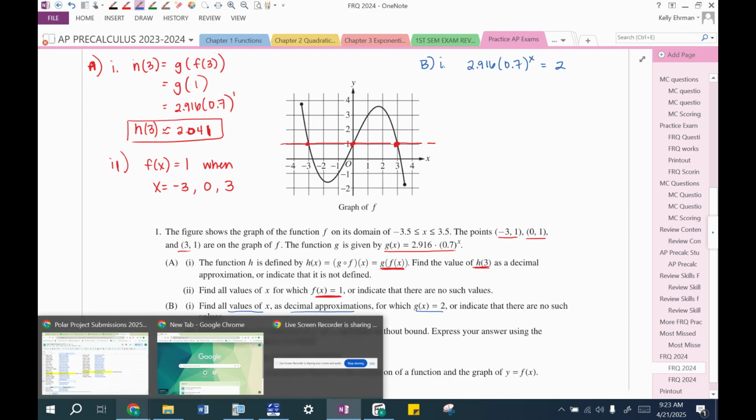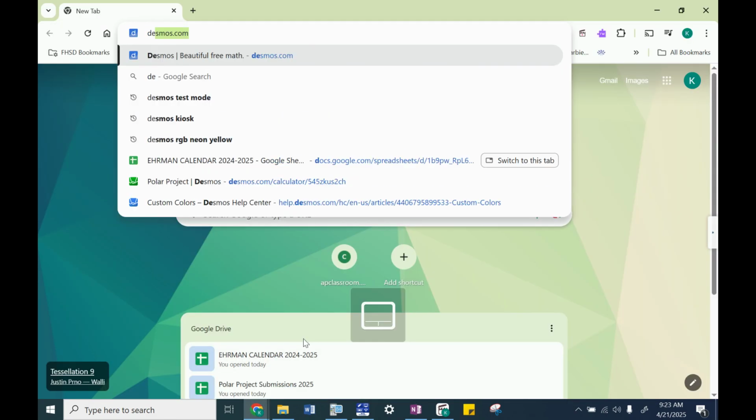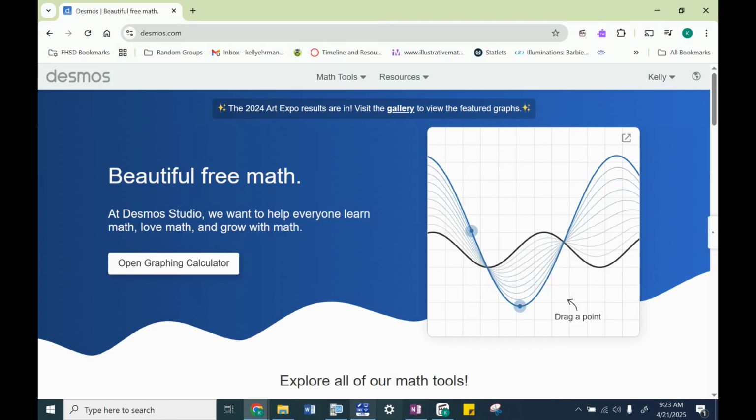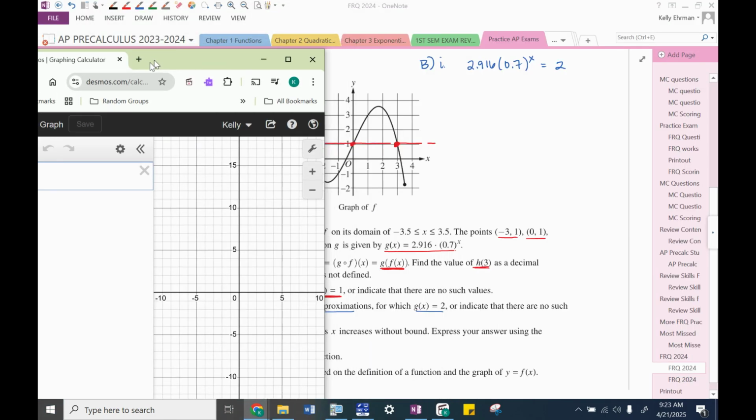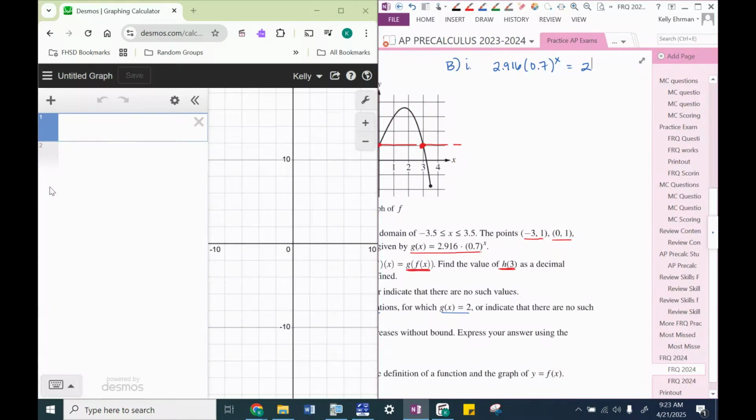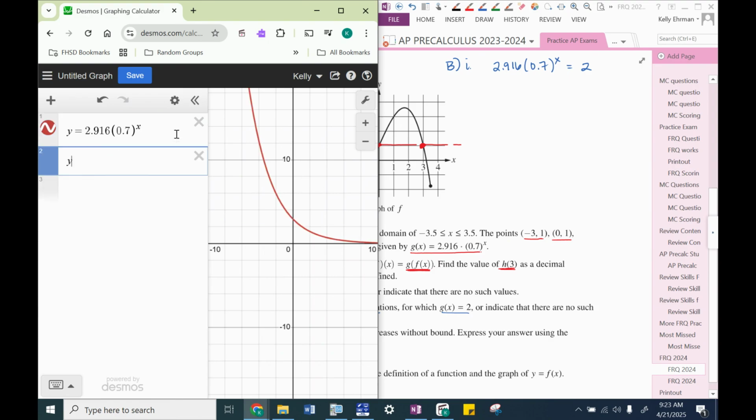But you know what? Let me pull up Desmos just to show you that option. The only bad thing about Desmos is that we have a smaller screen on our test, so I'll just do it like this. All right, so I have one function, y equals 2.916 times 0.7 raised to the x power. And I want to know when that intersects with y equals 2.